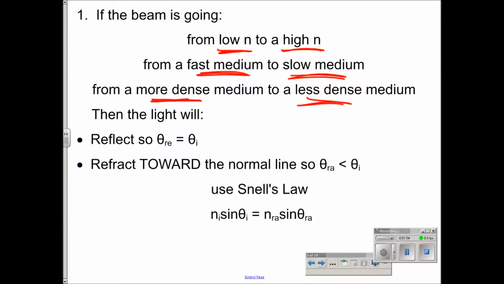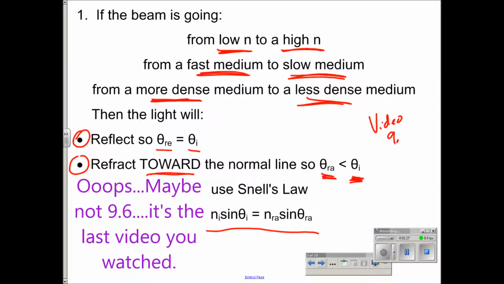So if your beam of light is doing that, then what happens is the light will reflect, so that your angle of reflection equals your angle of incidence, and it will refract. And it refracts in a very specific way, which is it refracts toward the normal line. All right, and what that means then is that your angle of refraction will be less than your angle of incidence was. All right, and to figure out how much the light bends, you use Snell's law. All right, this is exactly what we did in video 9.6. All right, to give you a visual, it's this.